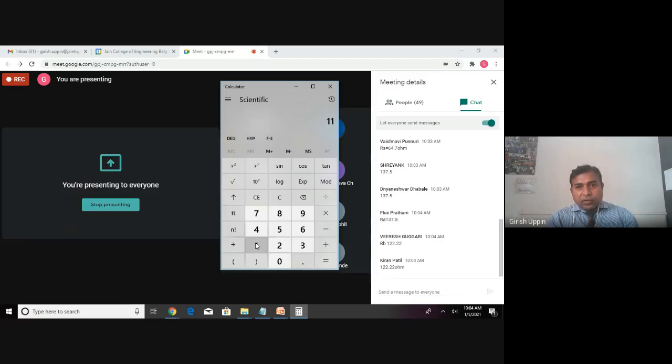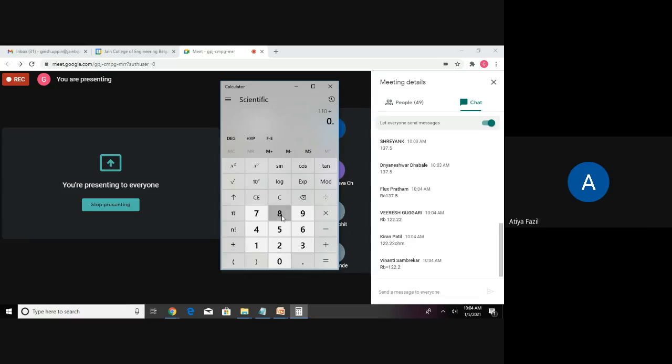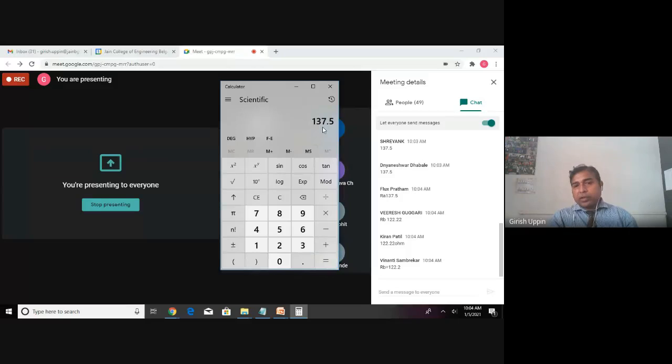So the first one is Ra: 110 divided by 0.8, that will come as 137.5. For Ra, the voltage is 110 and the current is 0.8, V by I. And for the second one, 110 divided by 0.9. In case of lamp B, the voltage is 110 and the current is 0.9. We get it as 122.22.